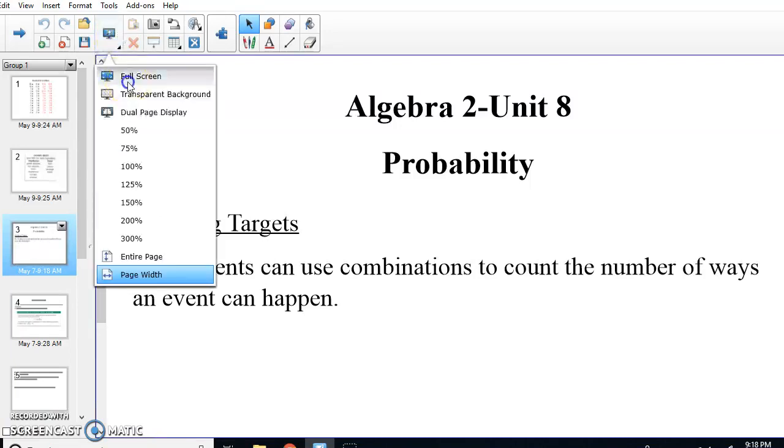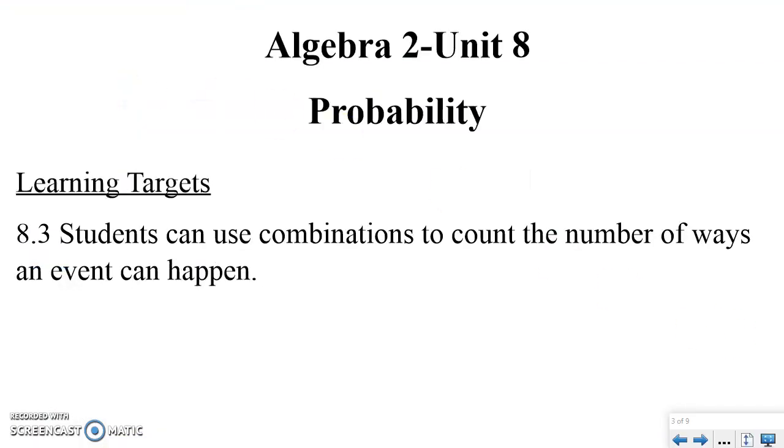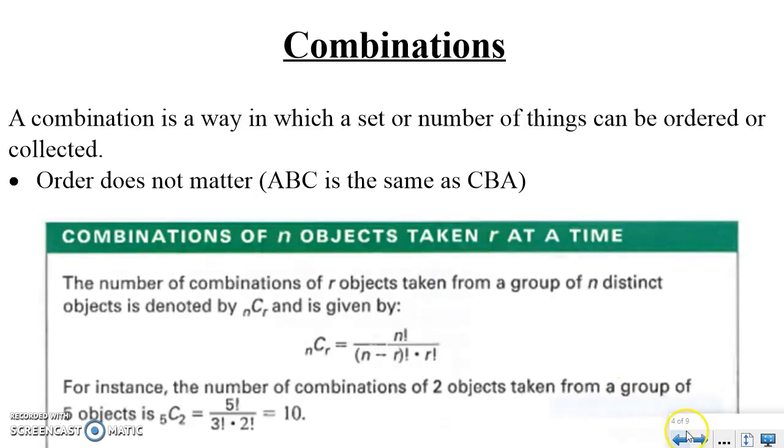All right, in our last lesson, we talked about how to count using the fundamental counting principle and also permutations. Remember, permutations are when order matters. Today we're going to talk about how to count using combinations. So a little different. The only difference really is that when you're using combinations, the order doesn't matter.